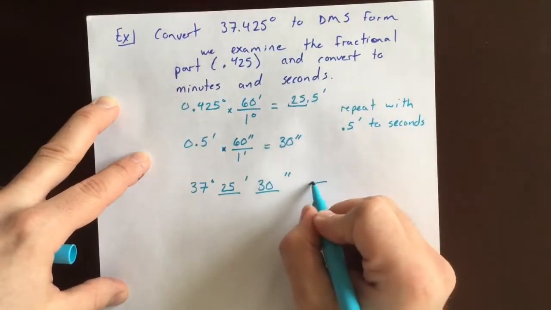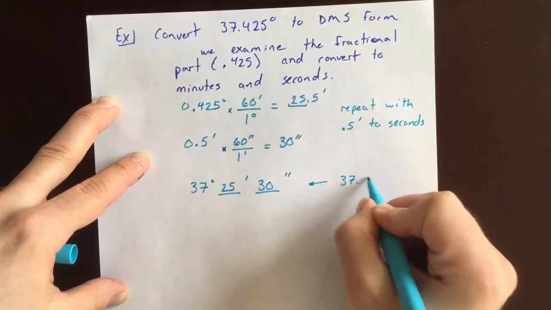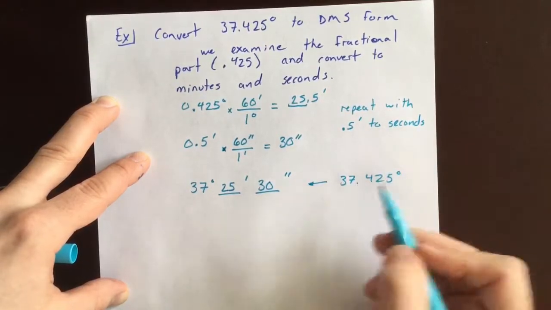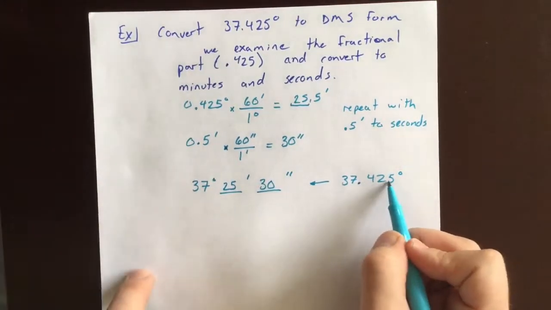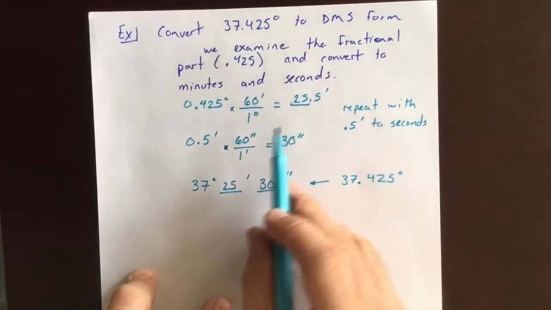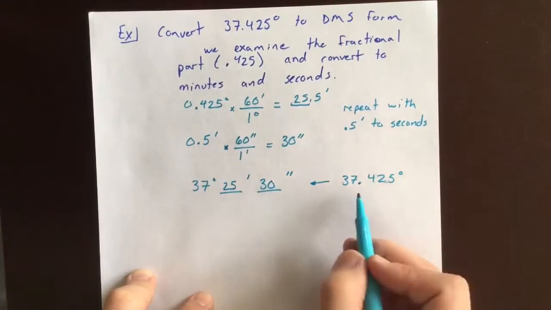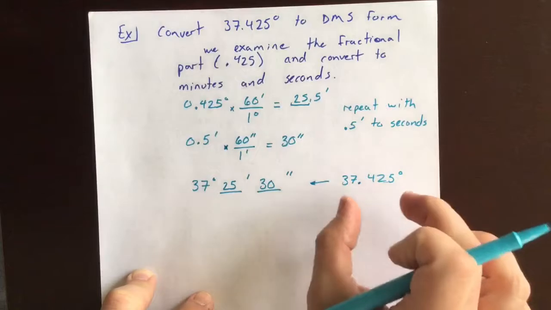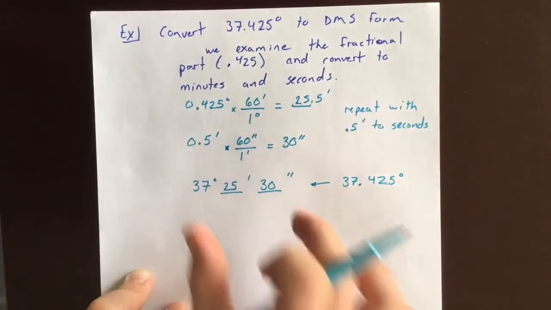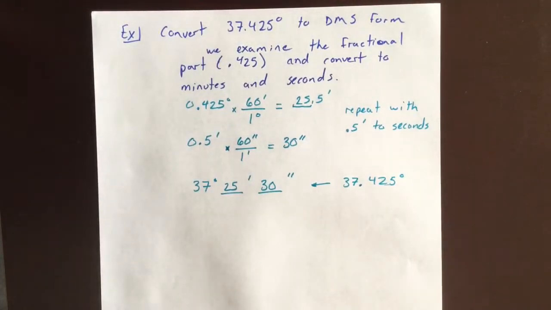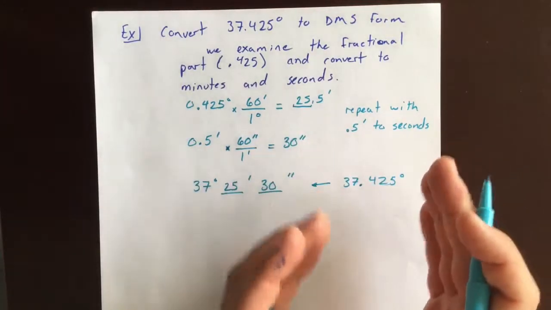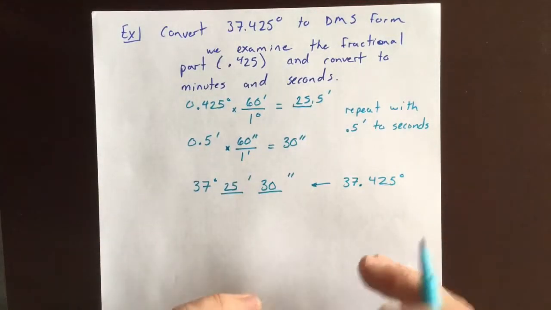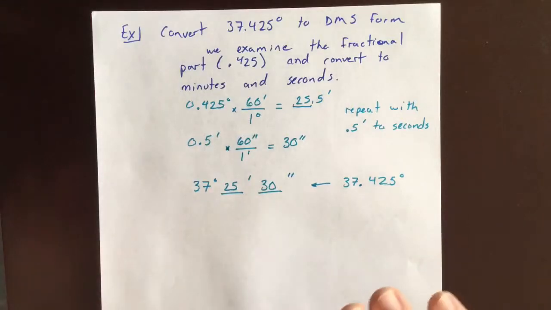37.425 degrees: we examined the fractional part and converted it, and then converted it again. We know that this in decimal degree form is 37 degrees, 25 minutes, and 30 seconds. It's just another way of representing the fractional part of an angle measure.